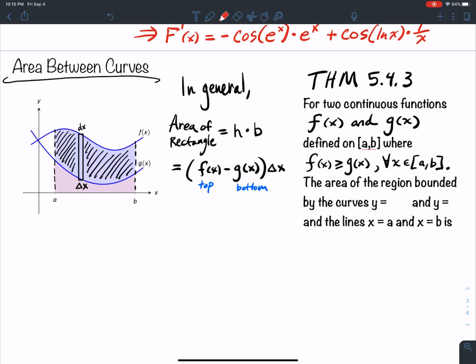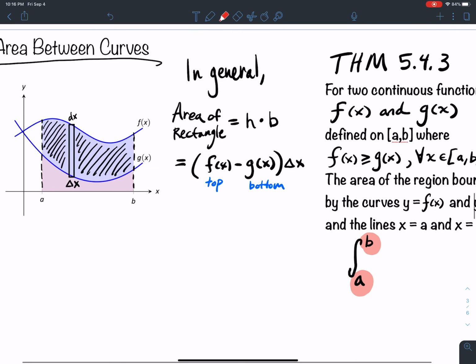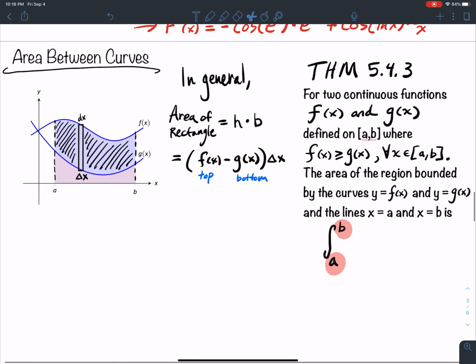The area of the region bounded by the curves y equals f of x, that's the top function, and y equals g of x, that's the bottom function, and the lines x equals a and x equals b, is found by the definite integral from a to b, okay? So here's the idea. Well, let me actually finish the formula, then I'll talk about the idea. The integral from a to b of f of x minus g of x, okay?